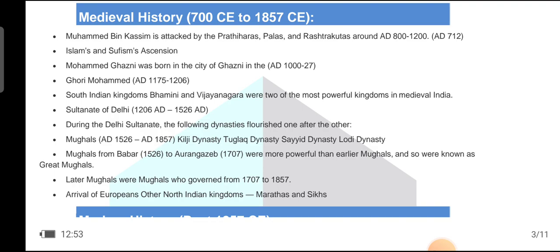Next point is that during the Delhi Sultanate the following dynasties flourished one after the other: Khilji dynasty, Tughlaq dynasty, Sayyid dynasty, Lodi dynasty. Next point is Mughals, AD 1526 to AD 1857. The Mughals from Babur, 1526, to Aurangzeb, 1707, were more powerful than earlier rulers and so were known as the Great Mughals. Later Mughals were those who governed from 1707 to 1857. Next point is the arrival of Europeans, other North Indian kingdoms, Marathas and Sikhs.